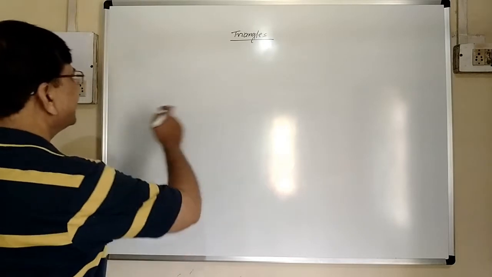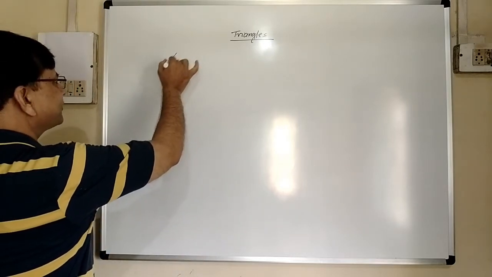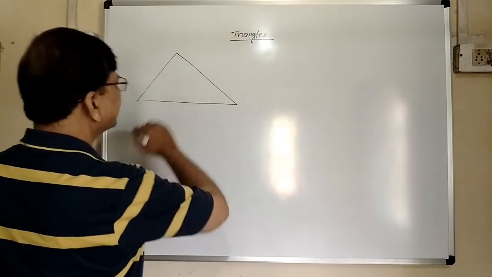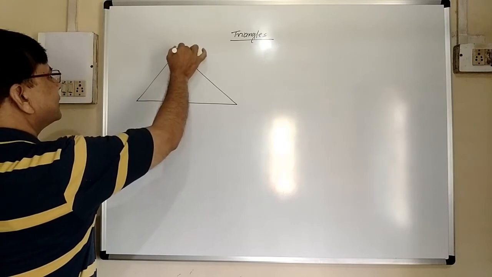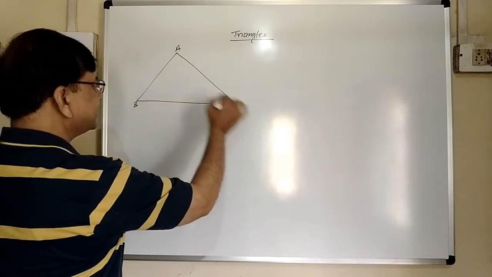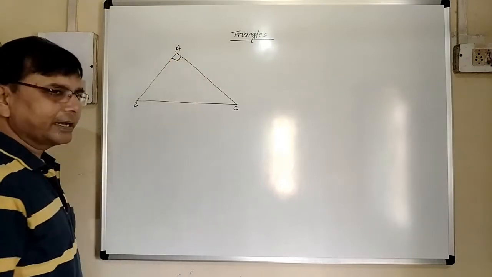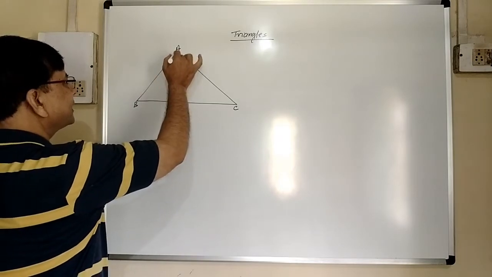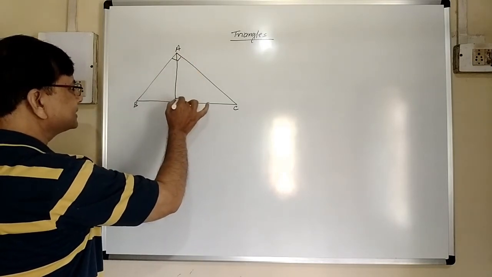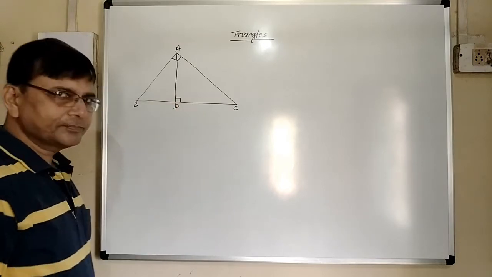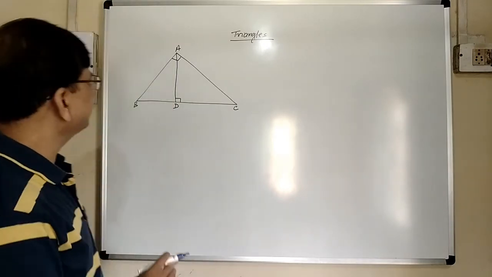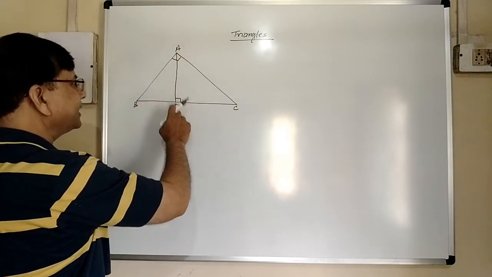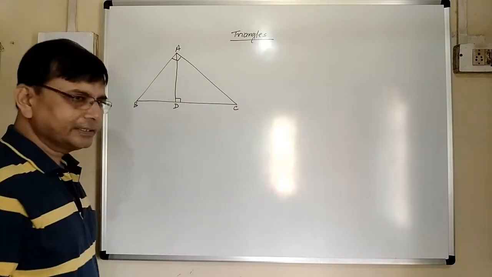So for that, let this triangle be A, B, C, a right angle triangle where angle A is 90 degree. From here, if we drop a perpendicular on this, suppose it is D. Now there are three triangles: triangle ABD, ACD and ABC.